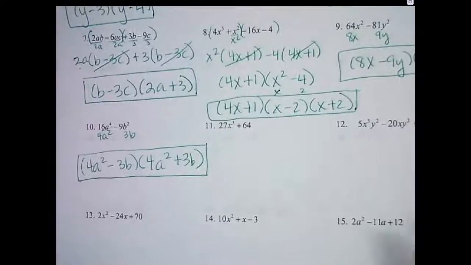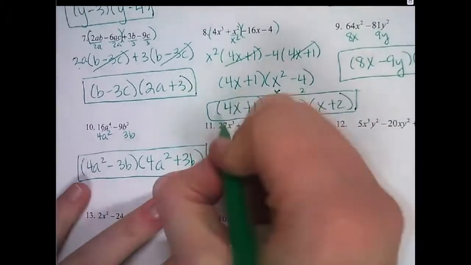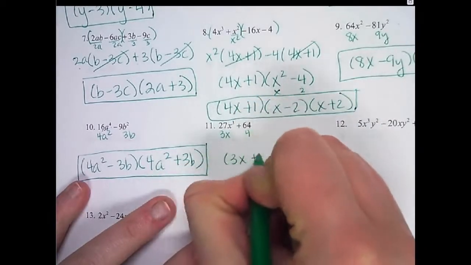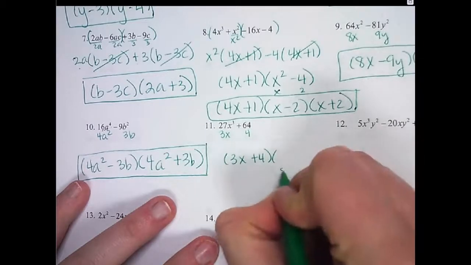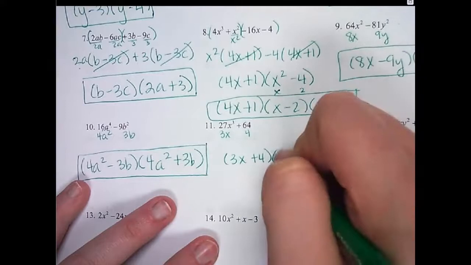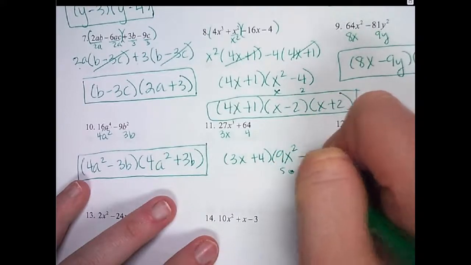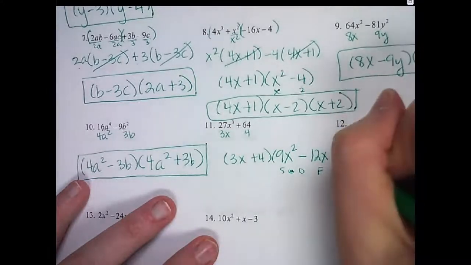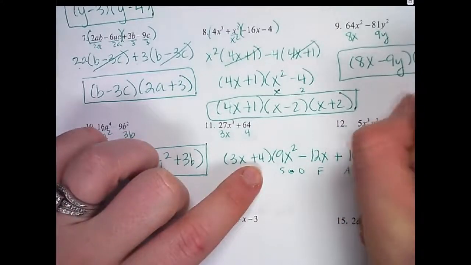Okay, number 11. I have two terms. I can't take anything out, but I have cubes. So this is going to be 3x and 4. So I have 3x plus 4, and then I'm going to do the second factor. Whoops. So 9x squared minus, I change the sign, multiply them together, 12x, add, and then square this one. 4 squared is 16.